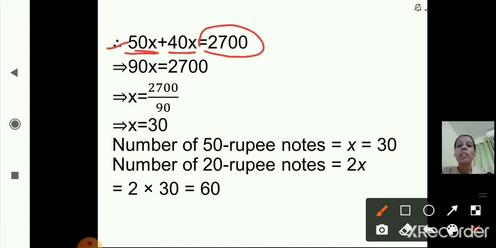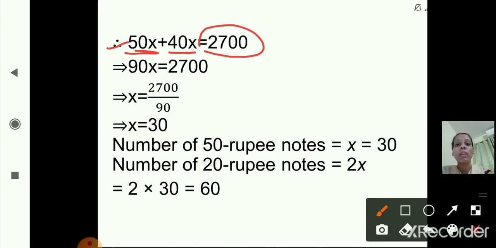So altogether she is having 2700 rupees. From this we got an equation, that is 50x plus 40x is equal to 2700. In this, 50x is the amount of 50 rupees notes, and 40x is the amount of 20 rupees notes.